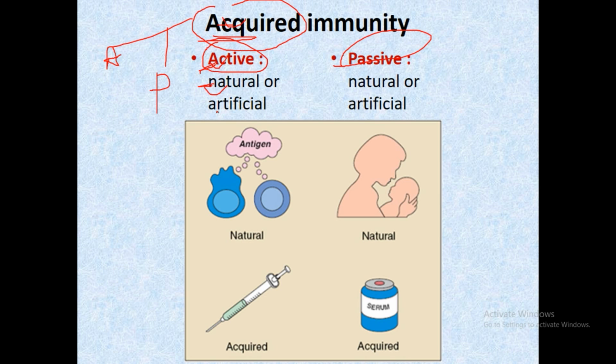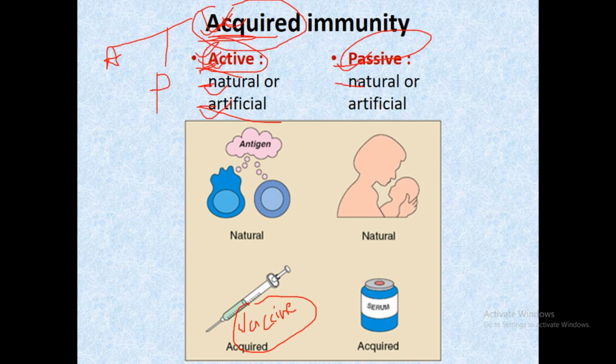Now the second one is the artificial active acquired immunity. I hope everyone knows about the vaccine. So this provides artificial active acquired immunity. Now, on the other hand, there is the passive acquired immunity, again of natural and artificial types.